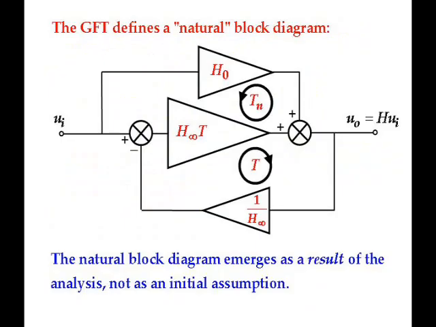The GFT defines a natural block diagram model that is identical in format to the single-loop model that is conventionally assumed, thus providing a link between general feedback theory and a detailed circuit diagram analyzed in terms of factored pole-zero transfer functions. The natural block diagram emerges as a result of the analysis, not as an initial assumption.